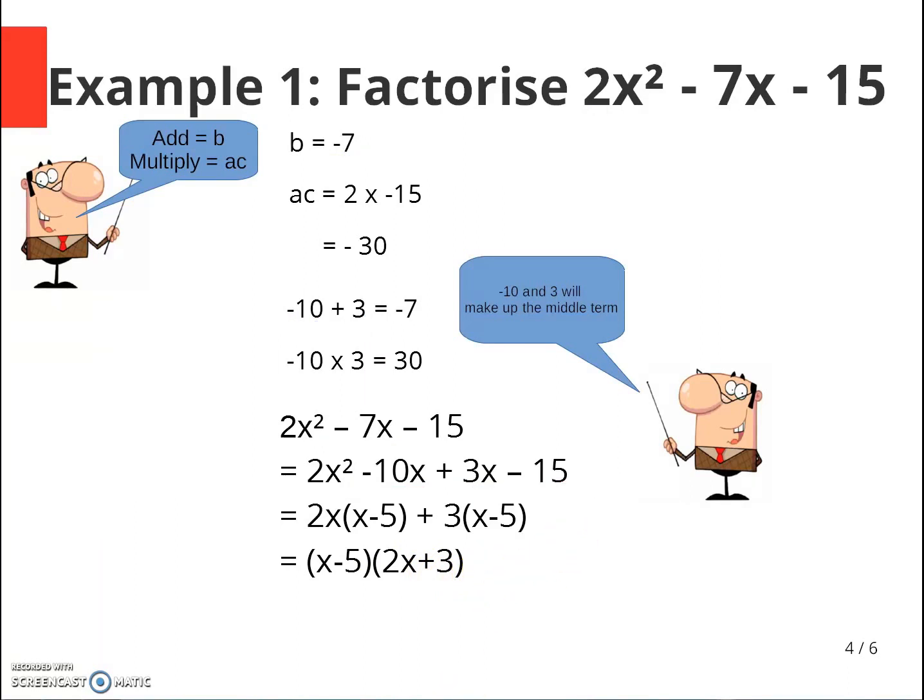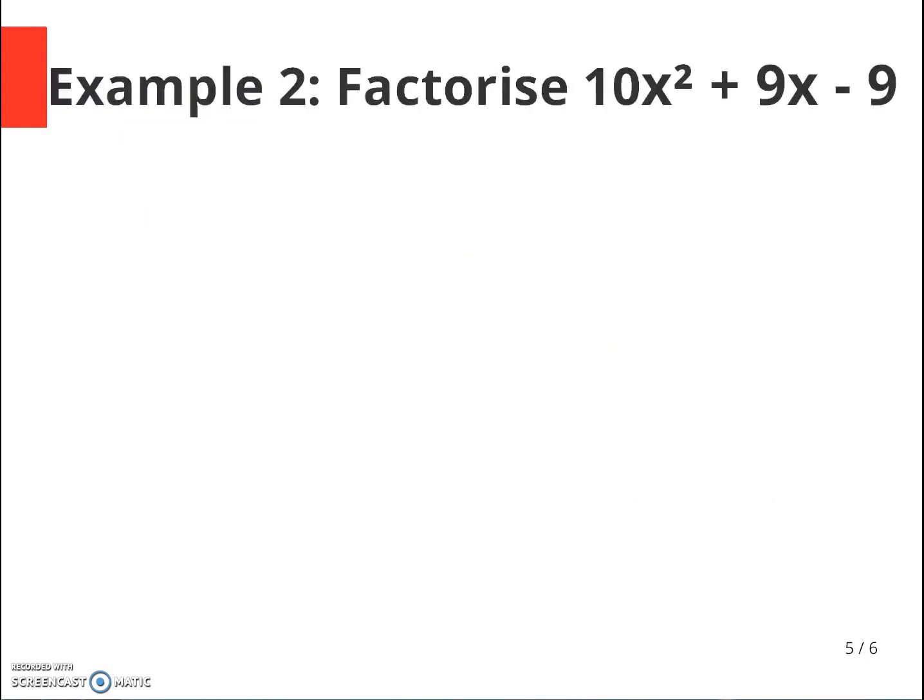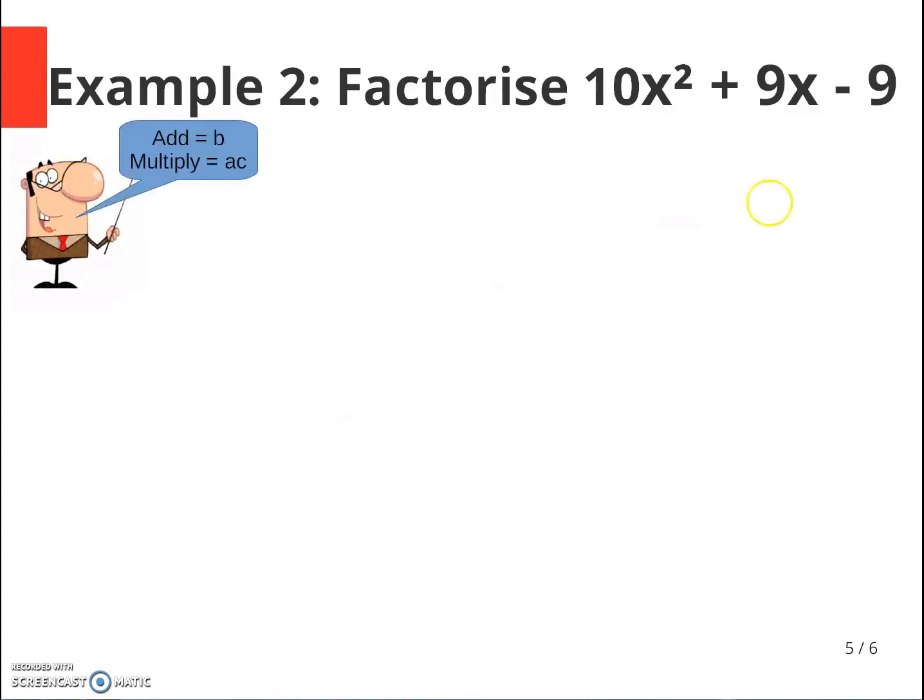So now let's try another example. Example 2. Factorize 10x squared plus 9x take away 9. Let's think back. Two numbers add to give us b, and two numbers multiply to give a times c. b in this example is 9, a times c is 10 times negative 9. That gives us negative 90. Pause the video and try to solve this yourself.